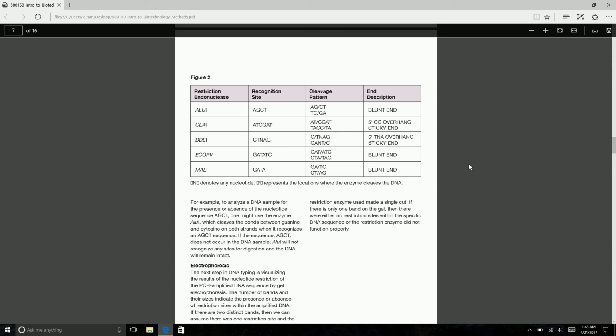So if you have a normal sample of DNA from a normal person, and another DNA sample from a person who is suffering from sickle cell anemia, they will have different sequences. When you cut with restriction enzymes, those DNA samples will be cut in a different way, and that you can detect in a DNA gel.